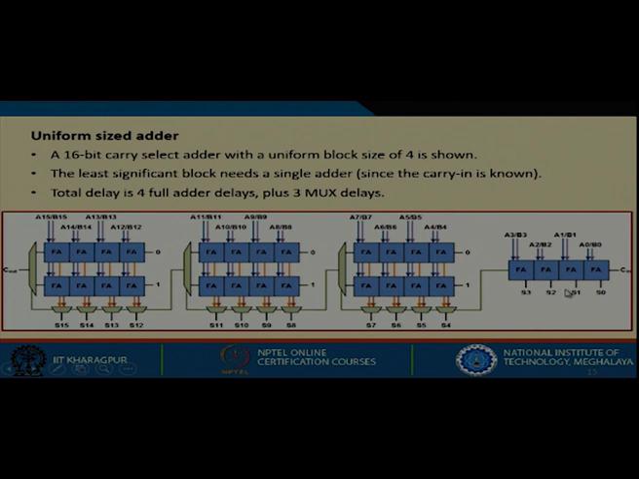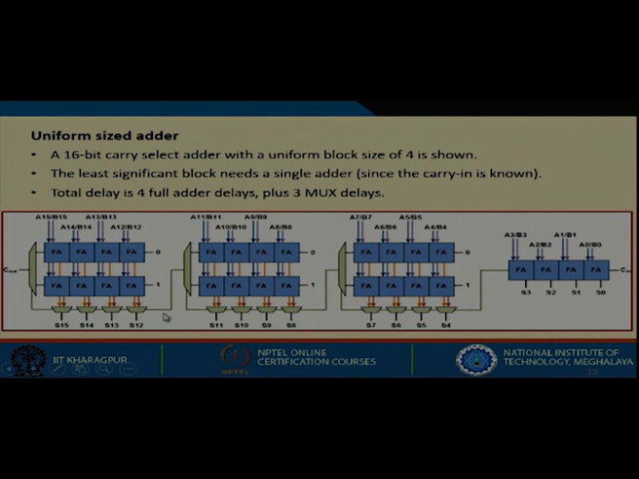Now you see, after the addition time of a 4-bit adder is done, all these adders are ready with their sum outputs. This adder is also ready with its carry output. Once it is done, you select the multiplexer, take out the correct sum, select this multiplexer, take out the correct sum, select the multiplexer, take out the correct sum.